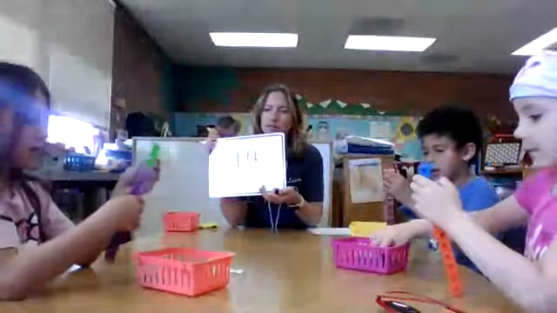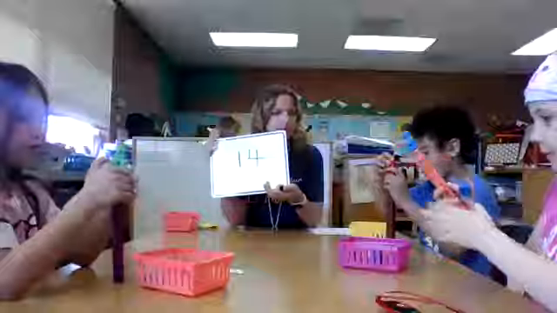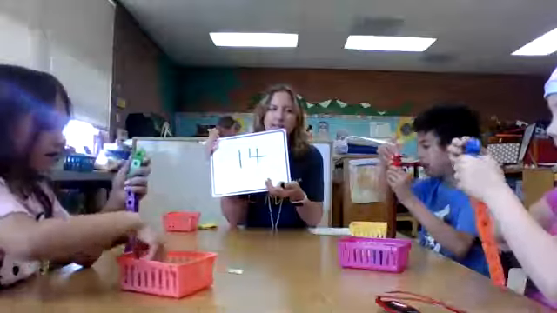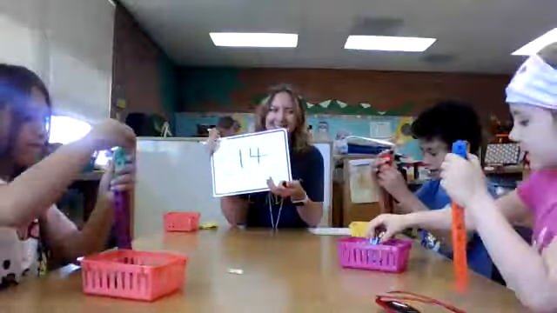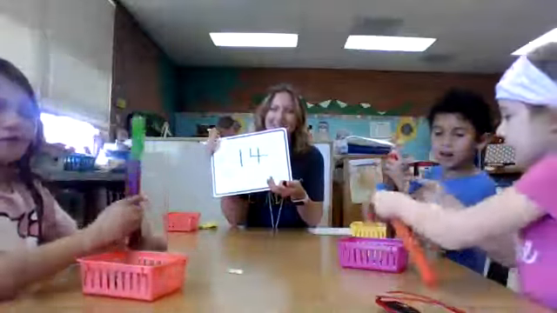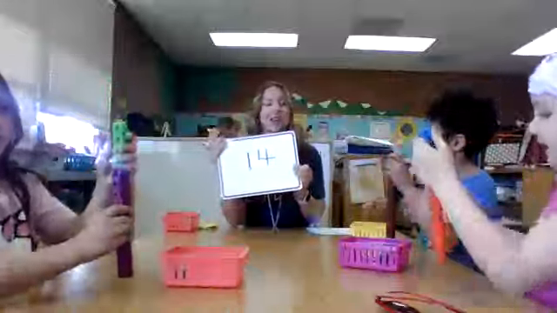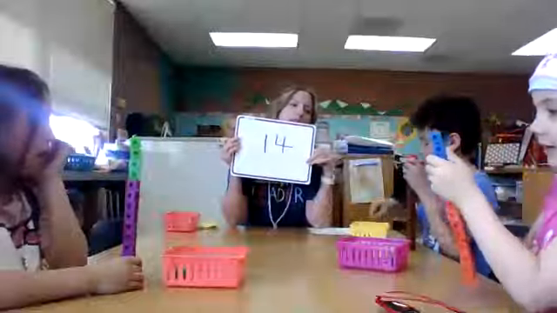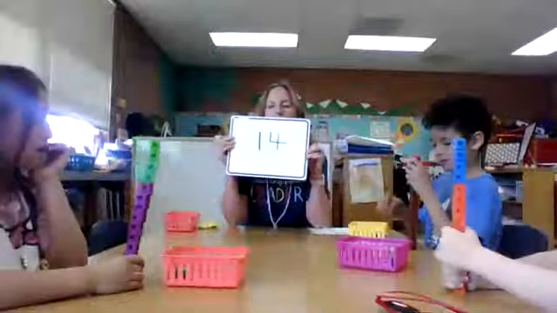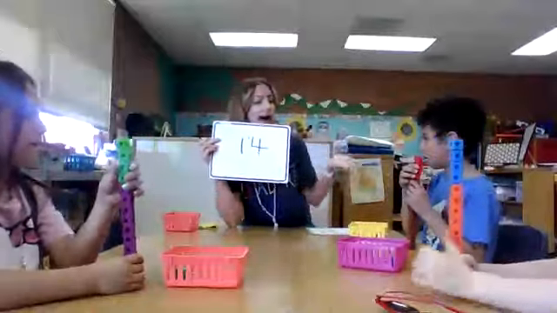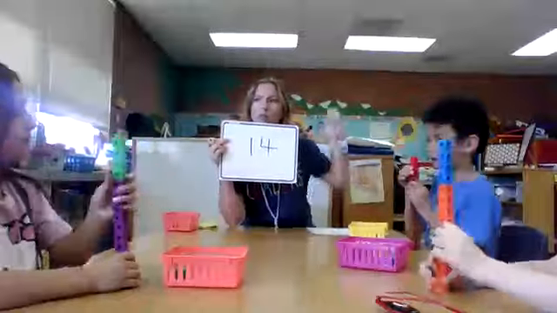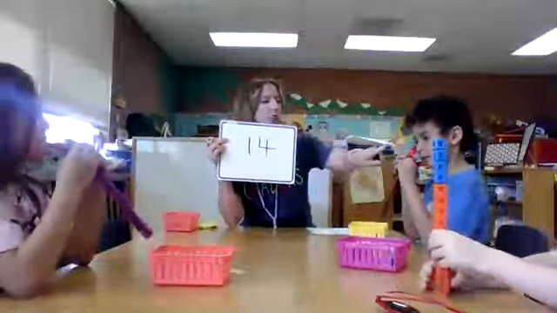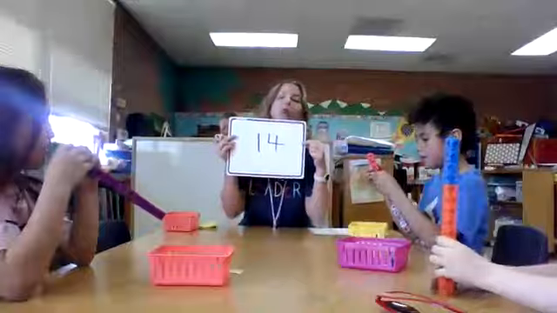10, 11, 12, 13. I got 14. Good job. 14. Great job, JC. Great job, Bella and Aaron. We can't have a really big number, we're just working on the first couple teen numbers. So what is it? It's 10, and how many more make 14? If I have one group of 10, how many more cubes do I need to make 14? 4. Great job, Aaron.